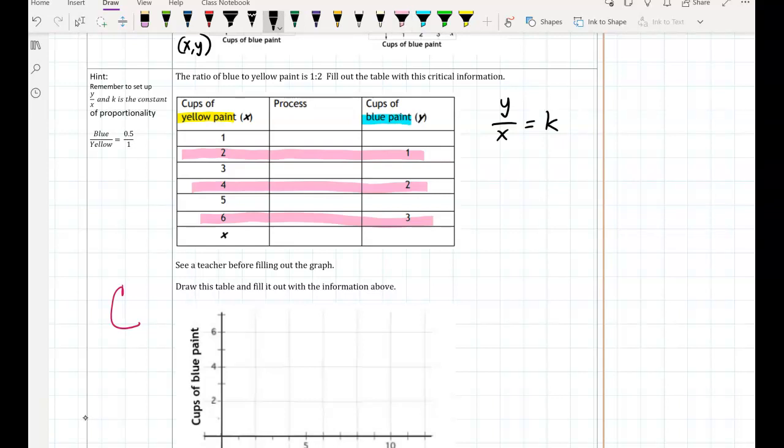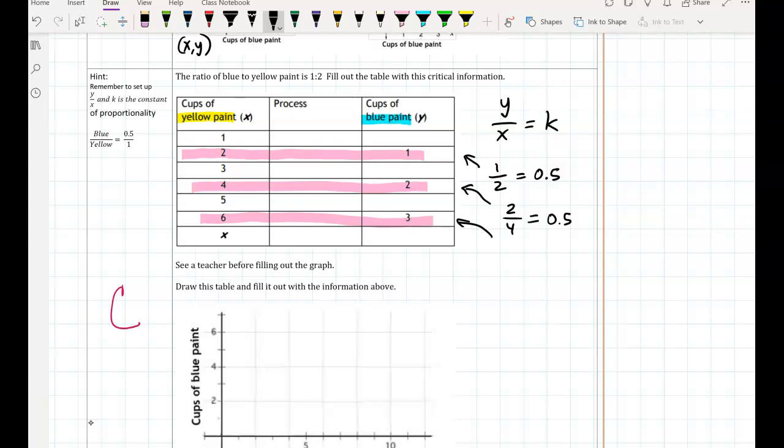Y divided by x. So here, 1 divided by 2. 1 divided by 2 is 0.5, or 1/2, right? And how about this one here? The y is 2, the x is 4. What's 2 divided by 4? 0.5. And how about this one?